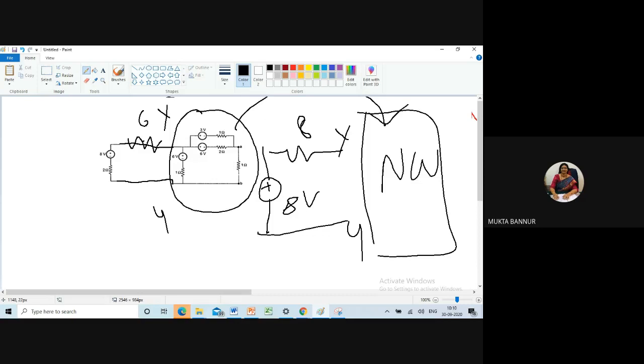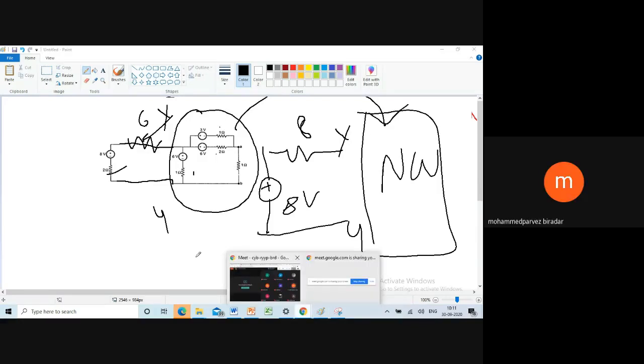If there is one resistance in series with a voltage source and resistance, you would have replaced it by a single resistance whose value is the summation of this and this. Correct? So the rest of the things will be the same. This is one voltage source, this is another voltage source, this is another. Same process you need to apply to get the answer. Is that point clear or not?